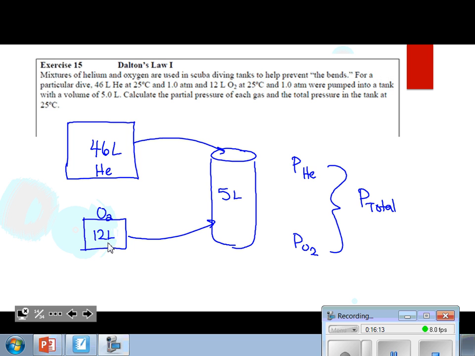I'm going to take 12 liters of oxygen and force them into 5 liters of space. So when I do that, what is my new pressure of oxygen? And then in this mixture, once both the helium and the oxygen are in there, what's the total pressure of both gases at the end? Okay, so pause me right now and work this out if you have not already, and then I'll show you the answer.